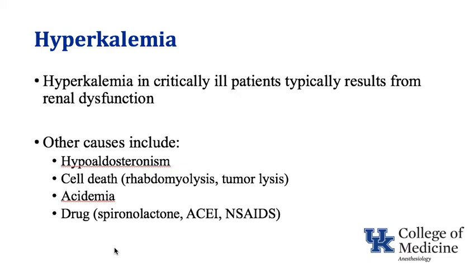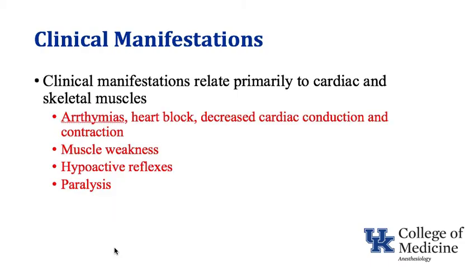Hyperkalemia. Hyperkalemia in critically ill patients typically results from renal dysfunction. Other common causes include hypoaldosteronism, cell death from either rhabdomyolysis or tumor lysis syndrome, acidemia, or drugs, specifically spironolactone, ACE inhibitors, and NSAIDs. The clinical manifestations relate primarily to cardiac and skeletal muscles. Arrhythmias are common, as well as heart block, decreased cardiac conduction and contraction, as well as muscle weakness, hypoactive reflexes, and paralysis.